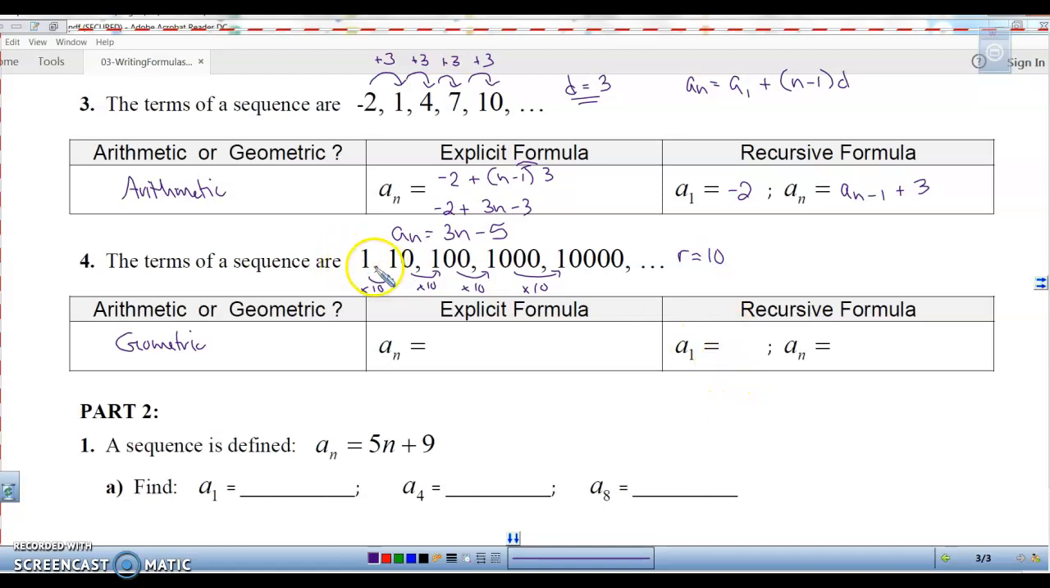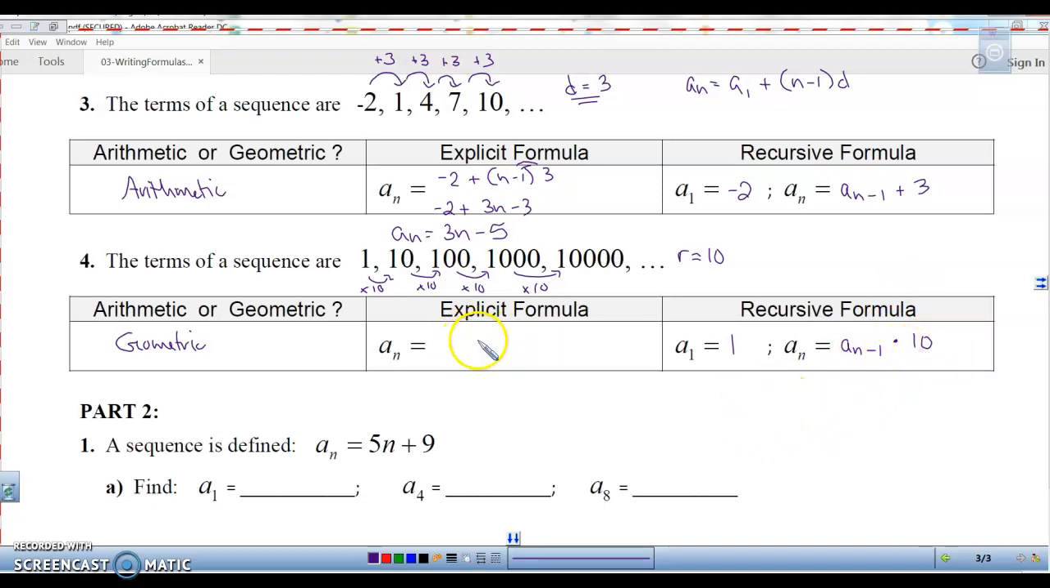All right, recursive formula again. You start at the first term. A1 is going to be 1 for this one. A of n means the previous term, which would be A of n minus 1, and then you would multiply by 10. All right, that's the recursive formula. Take the previous term, multiply by 10.